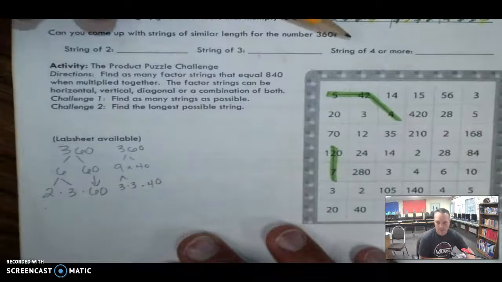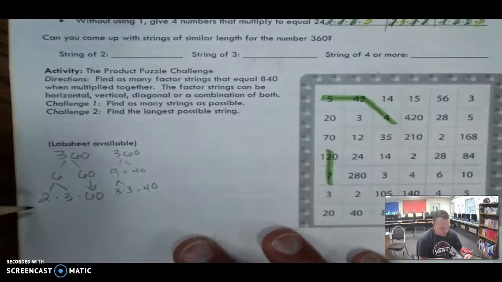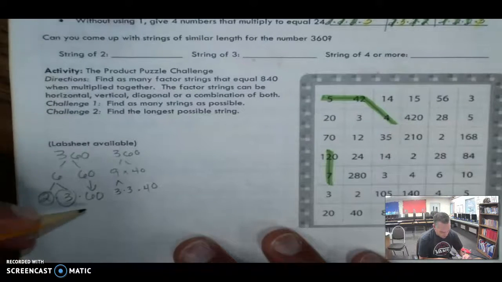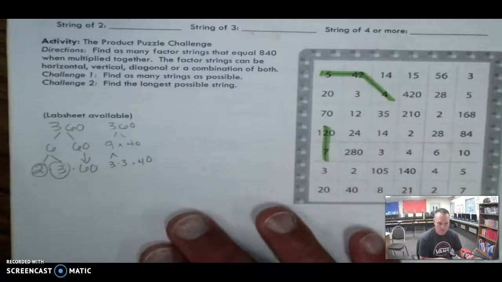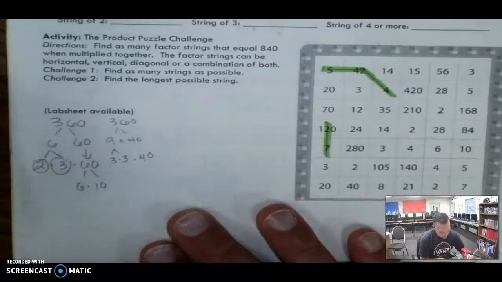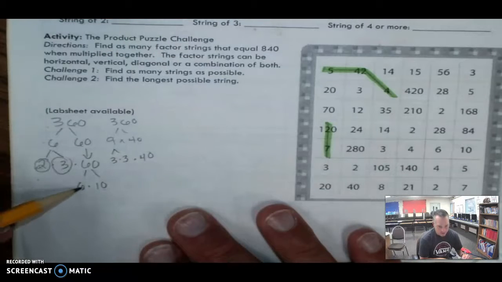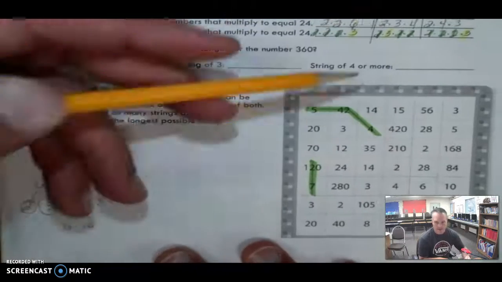Okay, so now the next one says do 4 or more factor strings. You should be writing your own. You shouldn't just be copying me. So we have 2 and 3. These are prime, so I'm going to circle those. But 60 is not prime. What times what makes 60? Well, you could say 6 times 10. Okay, so for the 4 strings, it could be 2 times 3 times 6 times 10. And that could be written up there.